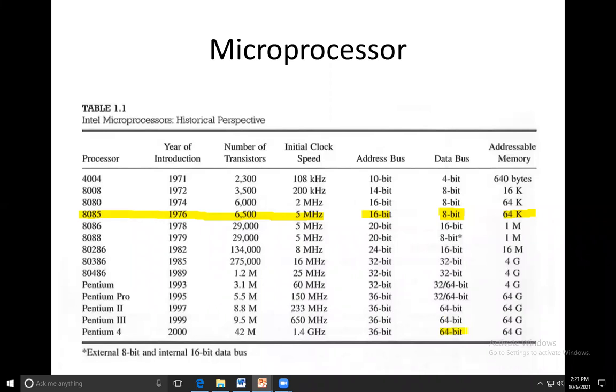If the size of the data bus increases, then the speed of the processor increases. Our ultimate aim is to increase the speed of calculation. How can you increase the speed of calculation? A lot of factors are required, but one of those factors is the data bus. So this is 64-bit, here it is 8-bit. If you do the calculation using an 8-bit processor, it requires more time compared to a 64-bit processor.